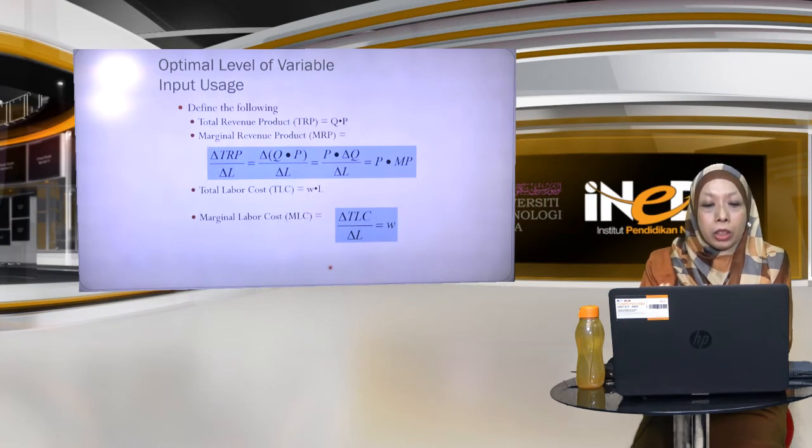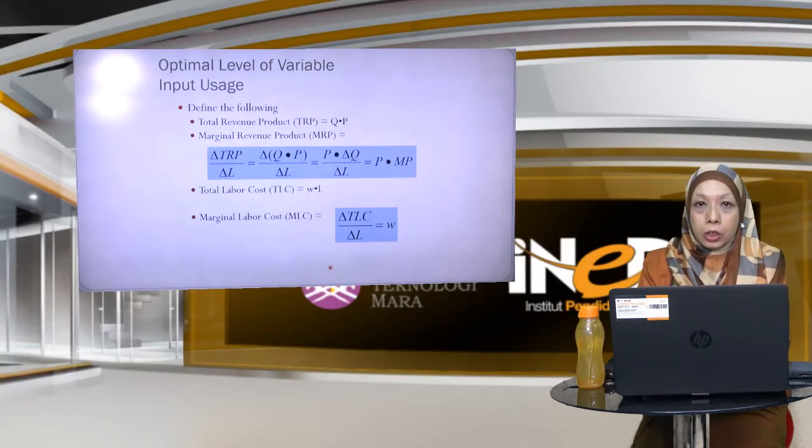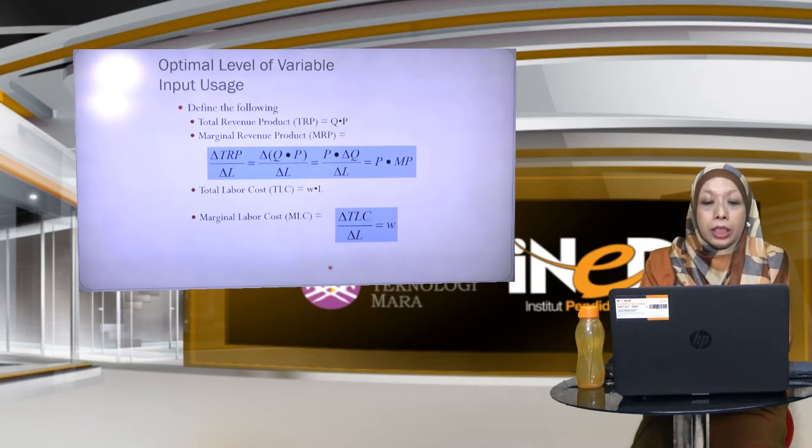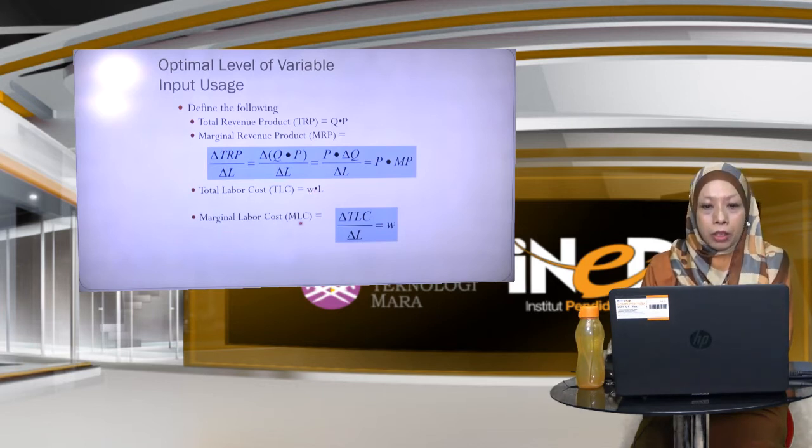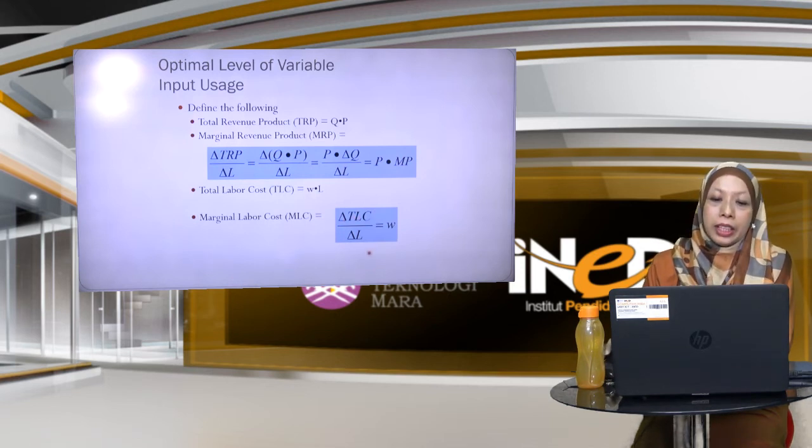Now, when we talk about the cost of your variable inputs, in this case, the total labor cost, total labor cost would be the price of labor multiplied by how much labor you use. So basically, W multiplied by L. If you want to know the marginal labor cost, that means the extra cost when you add one more labor. This is actually equal to W.